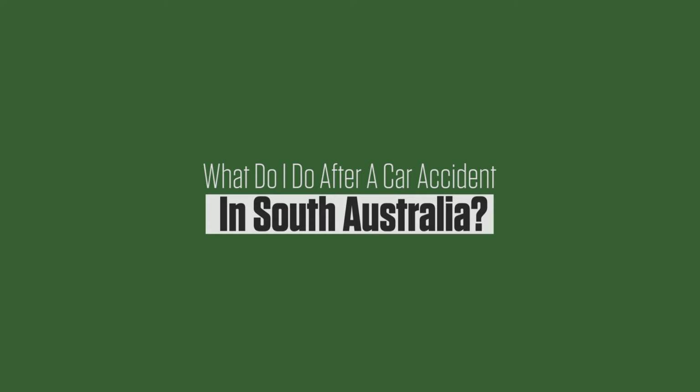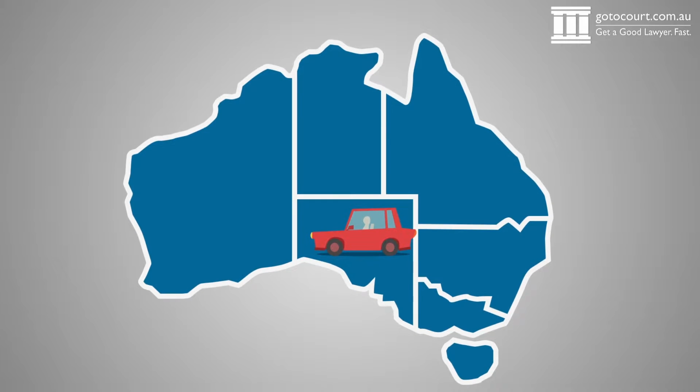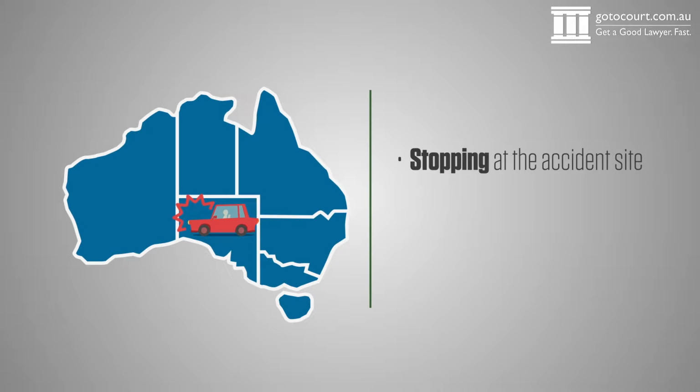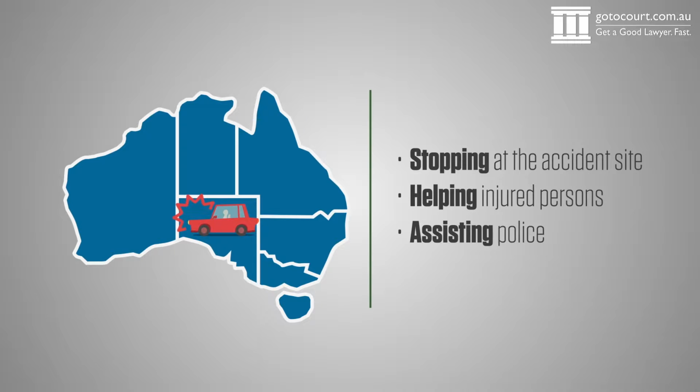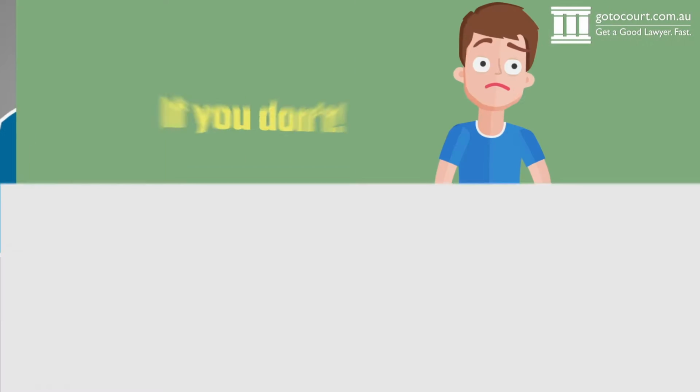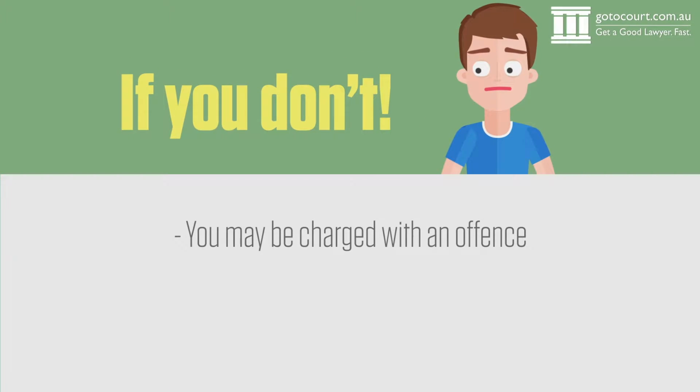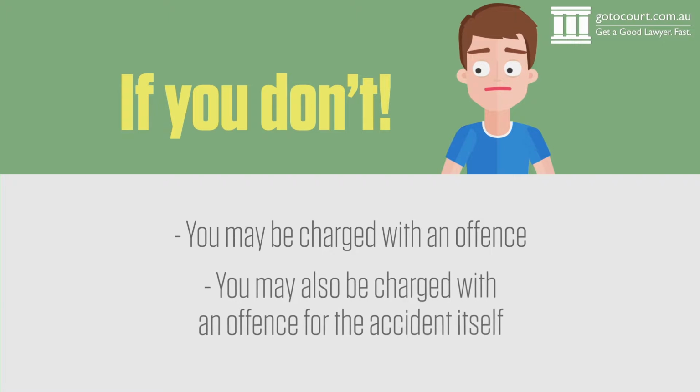What do I do after a car accident in South Australia? If you are in South Australia and are involved in a car accident, your legal obligations include stopping at the accident site, helping anyone who has been injured, and assisting police with their investigations. If you don't, you may be charged with an offence. You may also be charged with an offence for the accident itself. Some of these offences carry serious consequences.